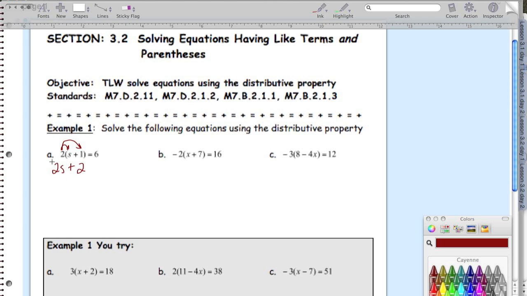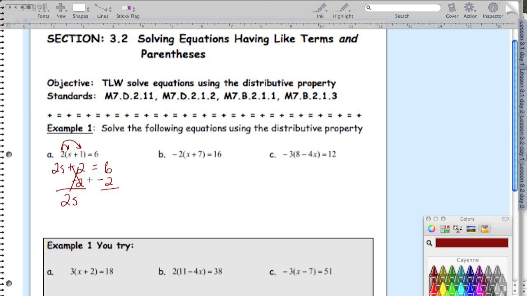Now I look to see, can that be simplified any further? Are there any like terms? Is there anything I can combine? And there's not. So once I get done with that, then I go to the right side. Is there anything that can be simplified over here? No, it's just a 6. So now I have my equation and I'm ready to solve. It's a two-step equation, so we've broken it down into something we understand.